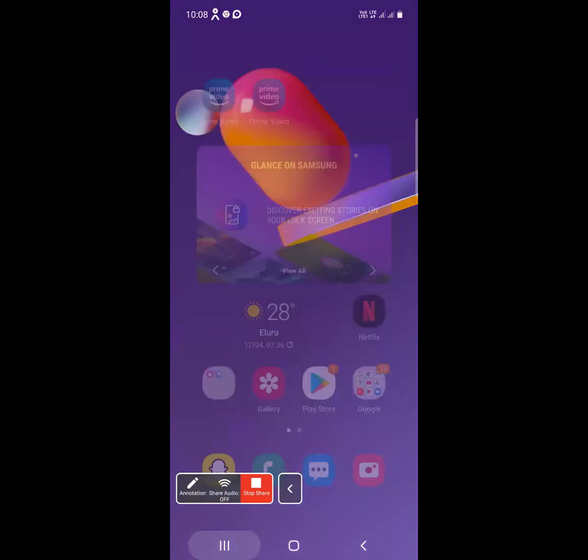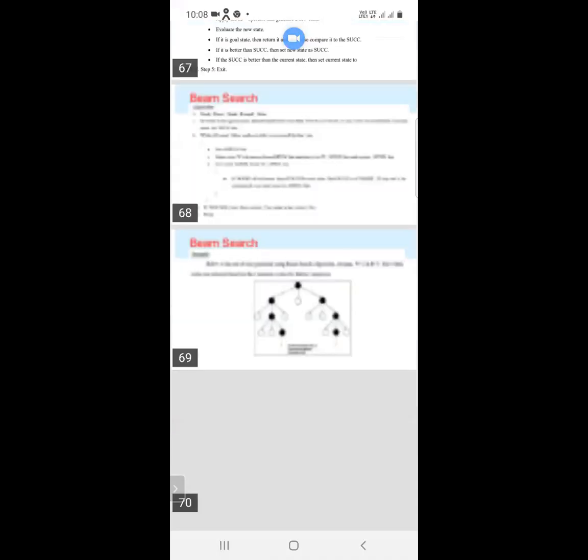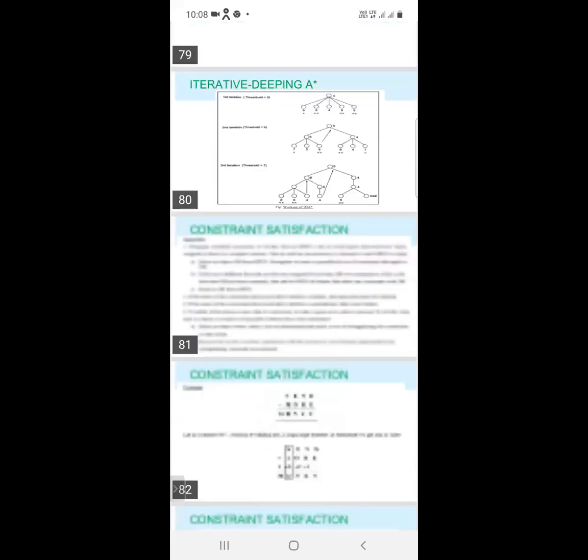Today we will discuss constraint satisfaction.